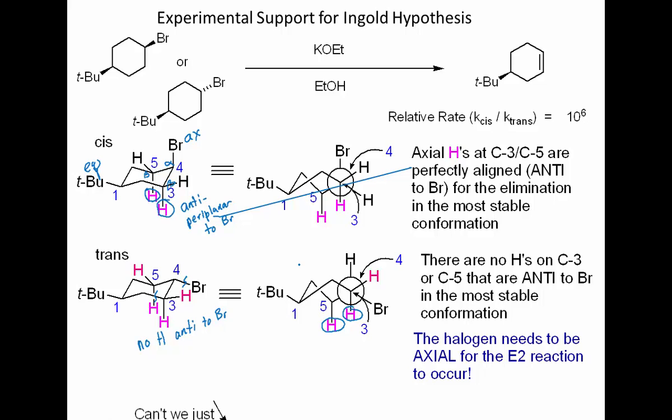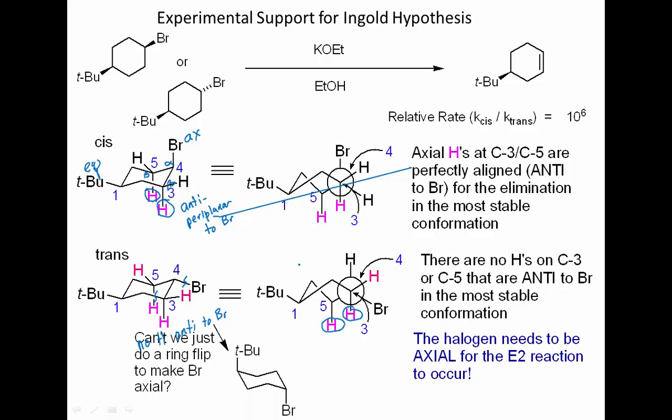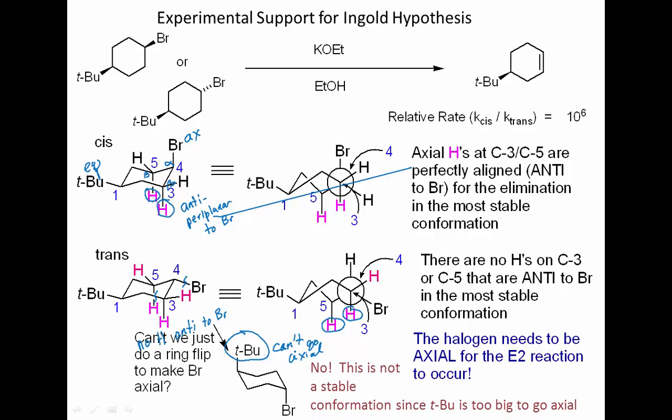All right, you're probably thinking, let's just ring flip it. But if you ring flip it, you get a very large group axial. So this has difficulty going axial. So we can't really do this ring flip. This is not a stable conformation since t-butyl is too big to go axial. So the elimination of the trans isomer here is very difficult, whereas the cis isomer goes quite readily.